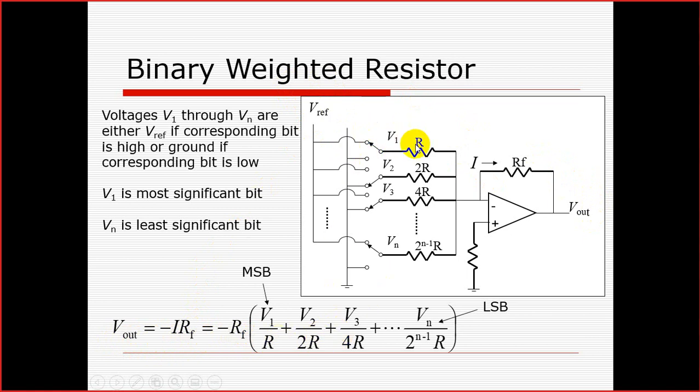Look at the resistor values: R is 2 to the 0, then twice R is 2 to the 1, 2 to the 2 is 4, and so on, up to 2 to the n minus 1. That's why it is called a binary weighted resistor. This is the most significant bit, and this is the least significant bit.